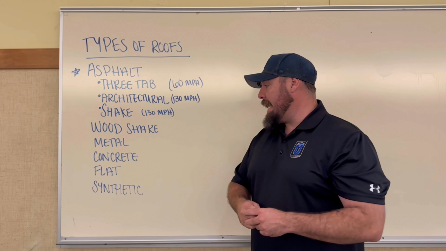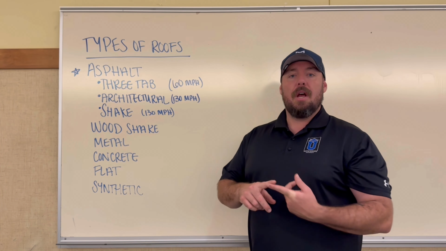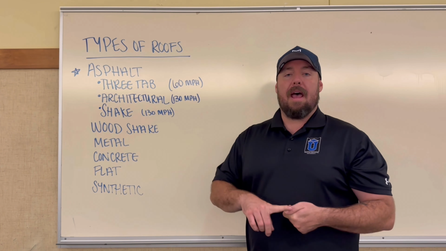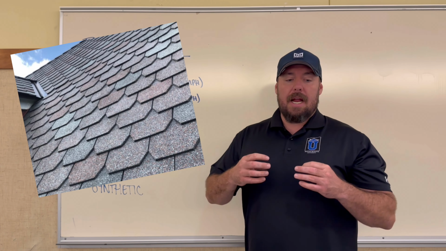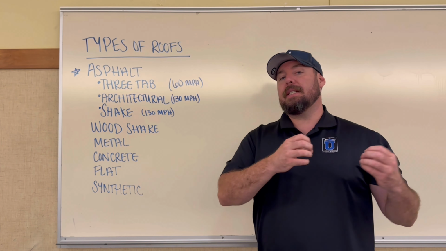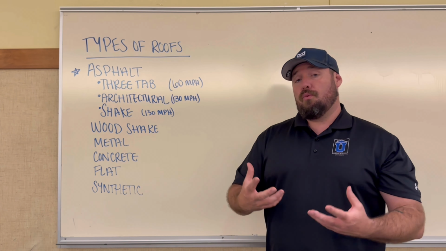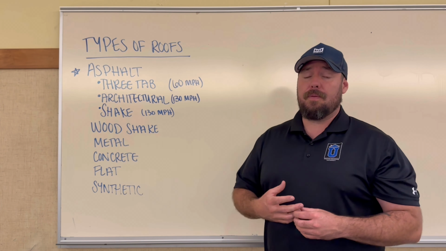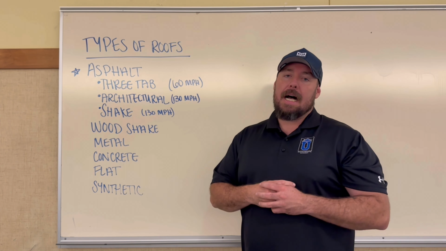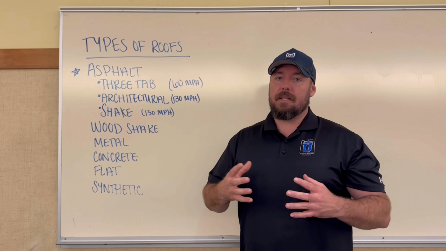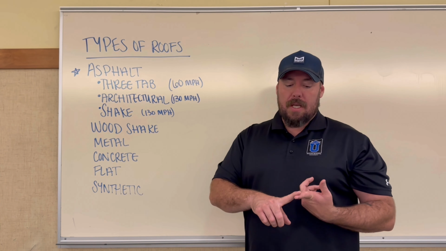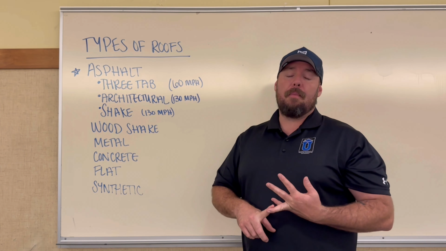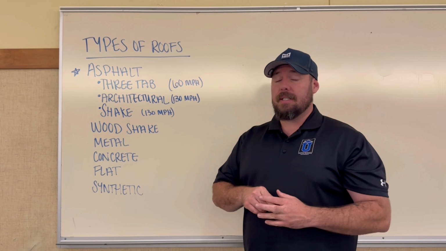And then you have your synthetic. These type of products are going to be your DaVinci or F-Wave type products, where it's either a TPO material, or it's a resin. The DaVinci is a very nice roof, has a lot of aesthetic benefits and options inside of that. You can get it to look like wood shake, you can get it to look like slate, and a lot of different variations in between.